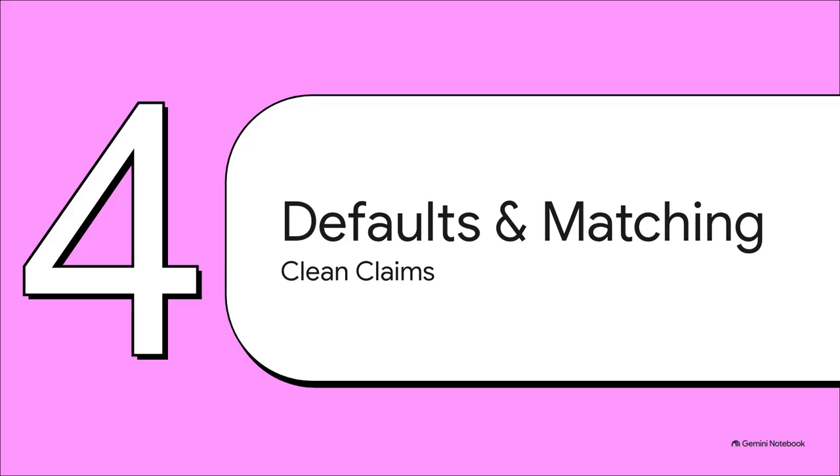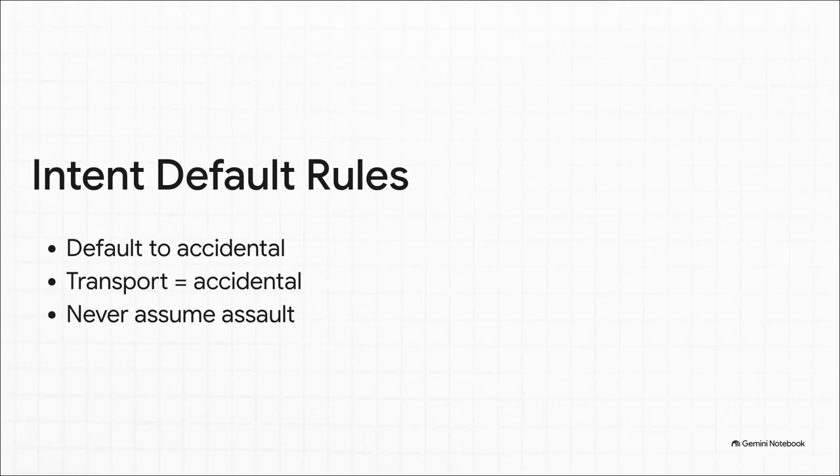defaults and character matching. These are your absolute guardrails for clean claims. So let's talk about intent. When a patient comes in, the exact intent isn't always perfectly spelled out by the provider. If the medical record is silent on whether an injury was an accident or an assault, CMS demands that you strictly default to accidental intent.